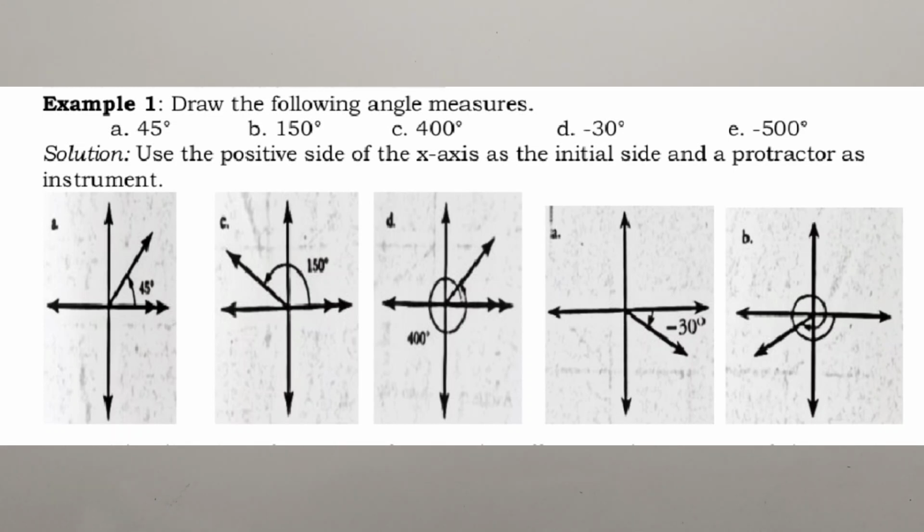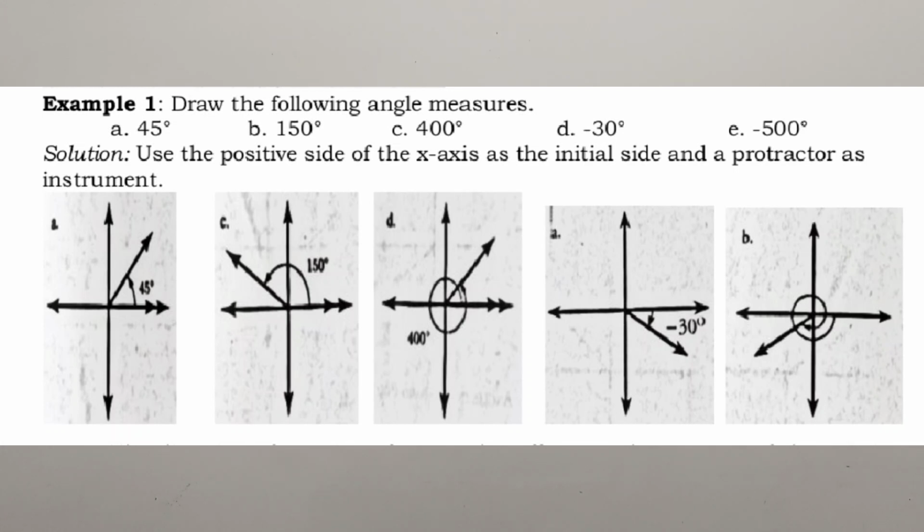Drawing the terminal side of the angle is very significant in identifying the location, or the quadrant, of the angle. So for example, in 45 degrees, the terminal side is in quadrant 1, so the 45 degrees is in quadrant 1. For our 400 degrees, the terminal side is still in quadrant 1. And for our negative 30 degrees, the terminal side is in quadrant 4.